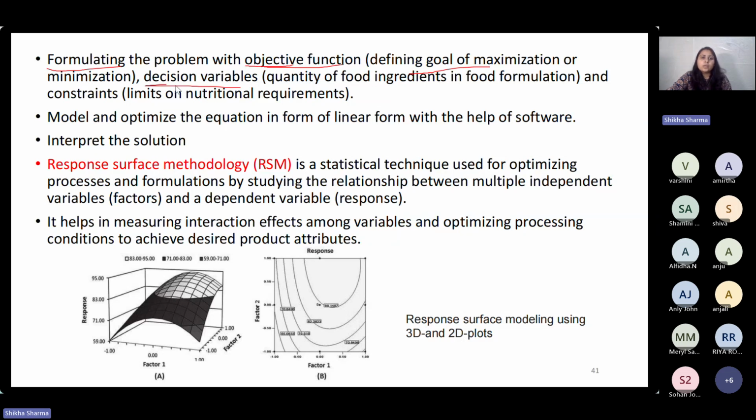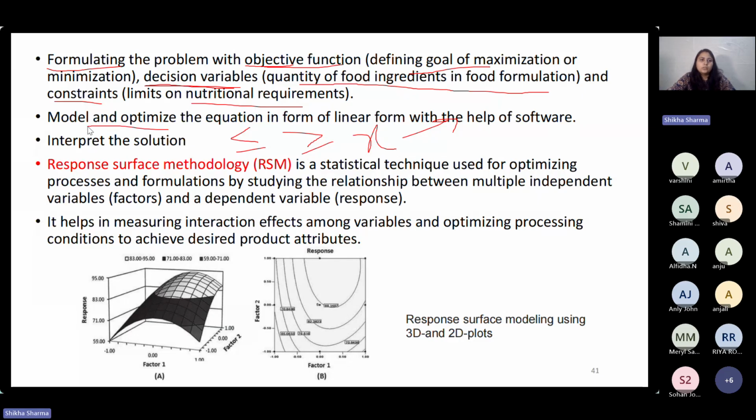Then decision variables will be there. The decision variables will tell the quantity of the ingredients in the food formulation. Suppose X amount is this, Y amount is so. That is the decision variables. And next, we will have some kind of constraints that will limit the nutritional requirements. Like we can say that the nutritional value should be less than or equal to, or it should be greater than or equal to. Like that we can put some constraints.